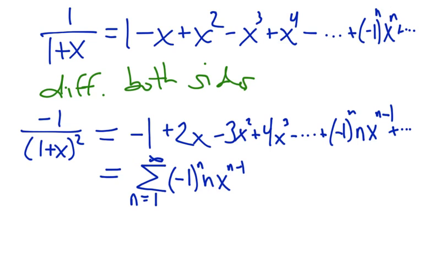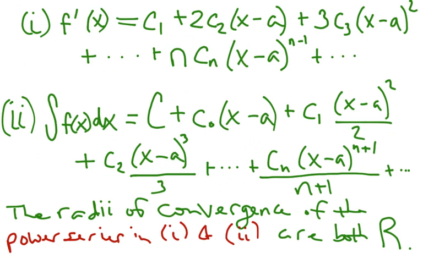Again, you should always think, for what values of x is this relationship true? In other words, what is the interval of convergence? From our theorem, the interval of convergence is still the same. Well, it's still the open interval from before, because remember from our theorem that the radii of convergence are still the same.